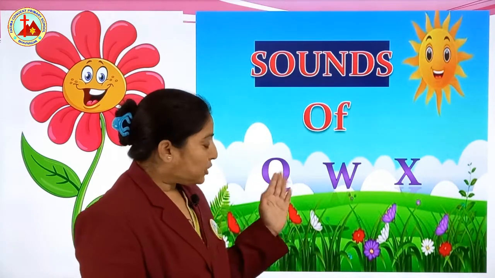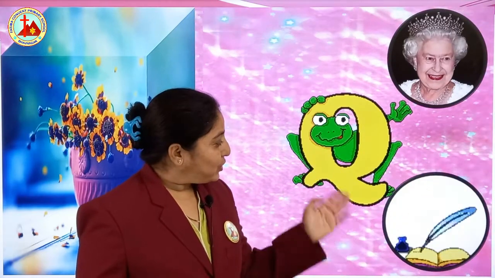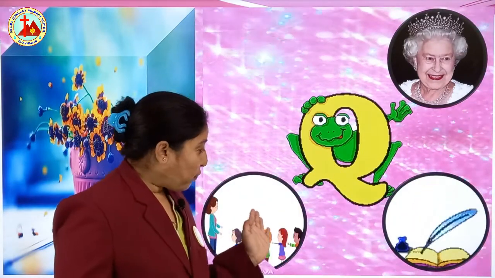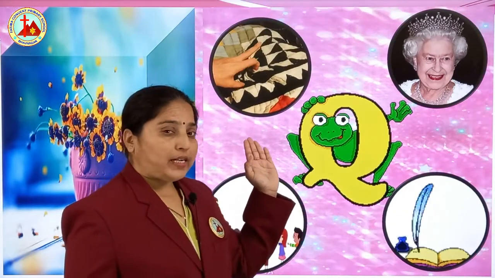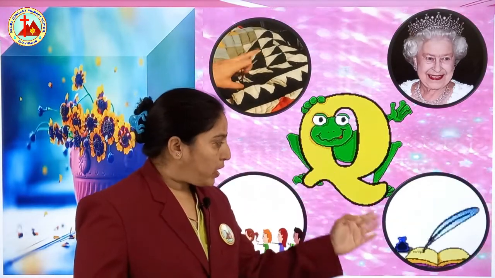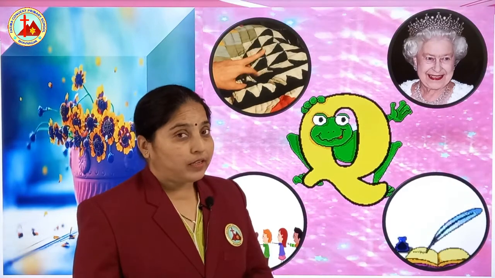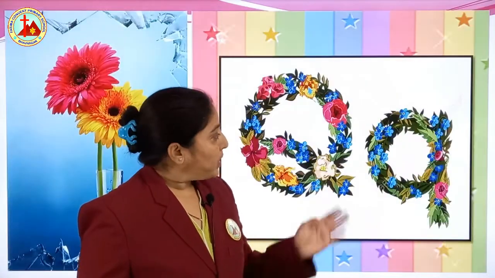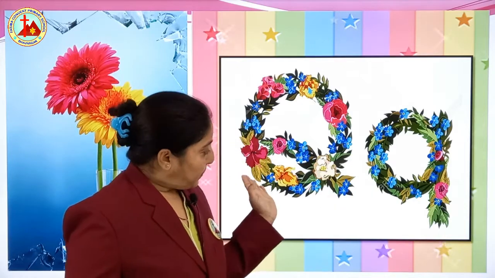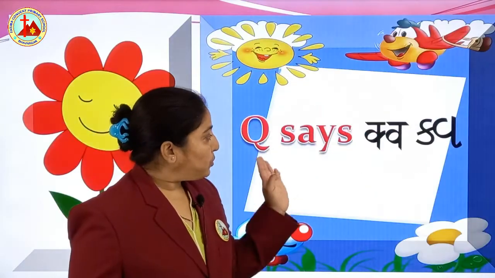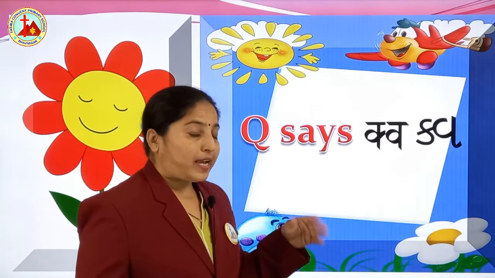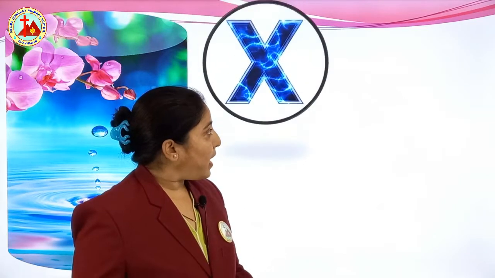Let's start with letter Q. First we will see the pictures related to letter Q. Q for queen, very good. Q for quill, Q for quiz and Q for quilt. Now you all know, right? You have practiced well for the evaluation. Now let's see capital Q, small q. Q says qua, Q says qua. So what is the sound of Q? Qua.